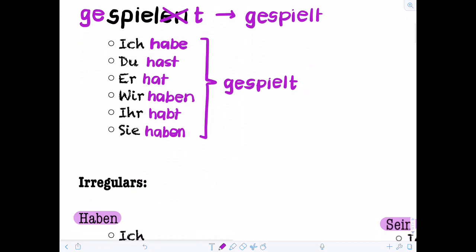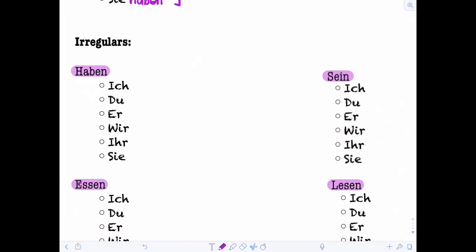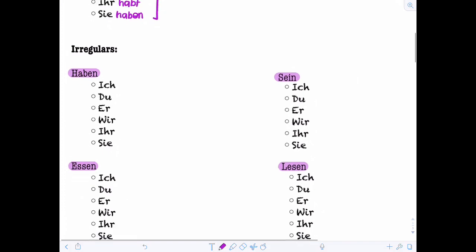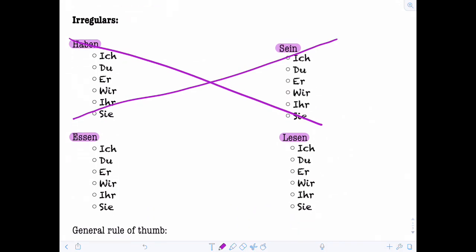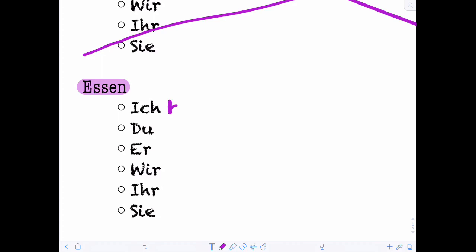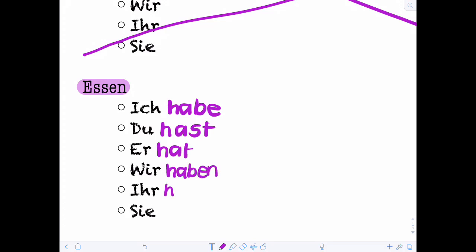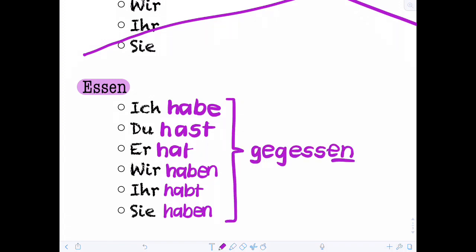So next we'll move to irregular verbs. Now, haben and sein aren't really used in the perfect. They mainly take the imperfect tense, which we will cover in another video. Now, sadly, there are loads of irregular past participles, but we'll do essen first. So, as we did with the regular, we conjugate haben, so ich habe, du hast, sie es hat, wir haben, ihr habt, sie haben. And then we add the past participle, which is gegessen. So it's not geesst, which would be if it was regular, it's gegessen.